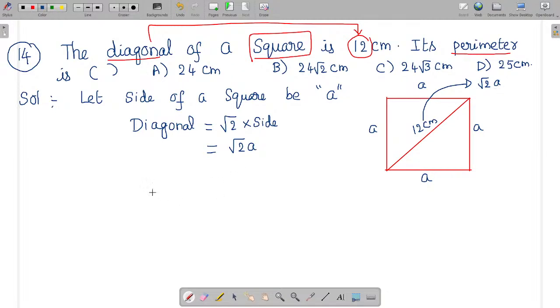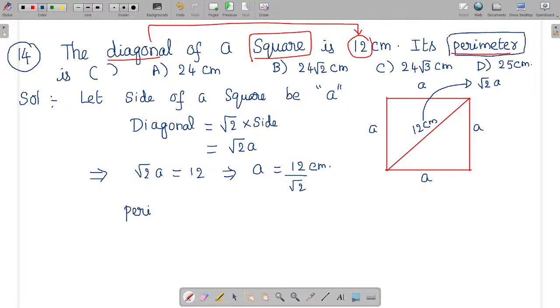Okay, don't worry. So now what is given actually here? The length of the diagonal is given, 12 centimeters. That means root 2 times A is equal to 12. So now A is equal to 12 upon root 2. So this is the side of the square. But what we are asked? Perimeter we are asked. So what is the perimeter of a square? Perimeter of a square is given by 4 times side. So 4 times A, that is 4 times 12 upon root 2. That will be 48 upon root 2.